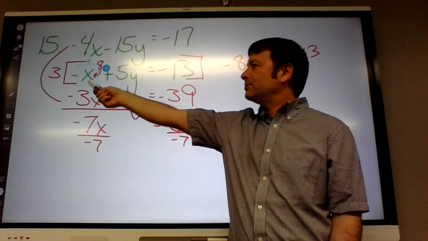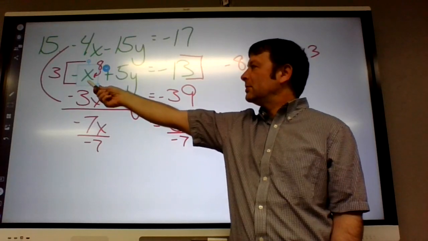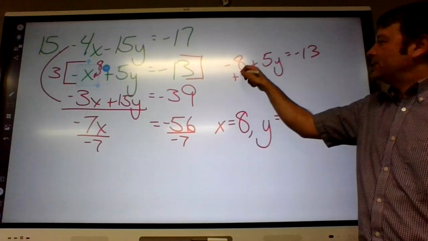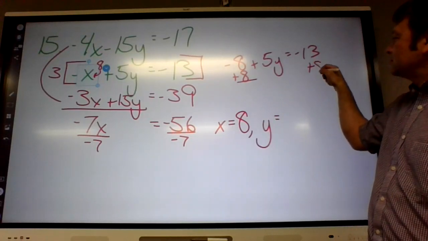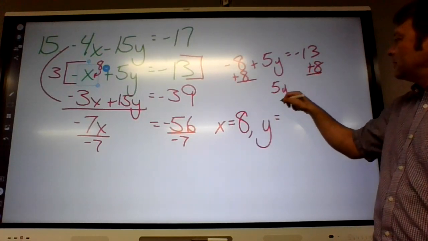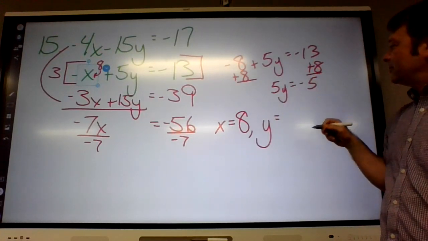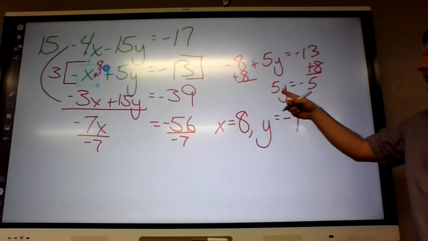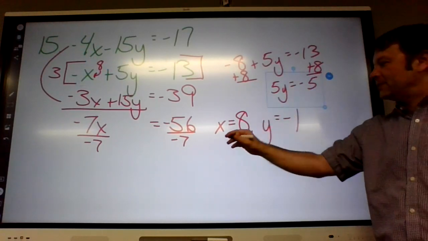The x equals 8. You want to get the y, so add 8? Yeah, so I need to add 8. 5y equals negative 5. So it'd be negative 1. Or no, it'd be 1. Divided by 5 is negative 1. If there's one negative, it's going to be negative.